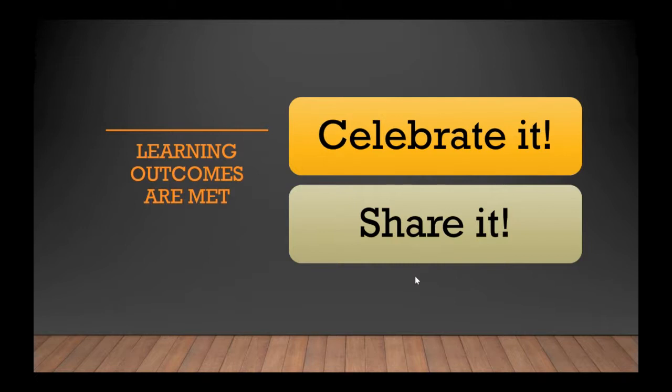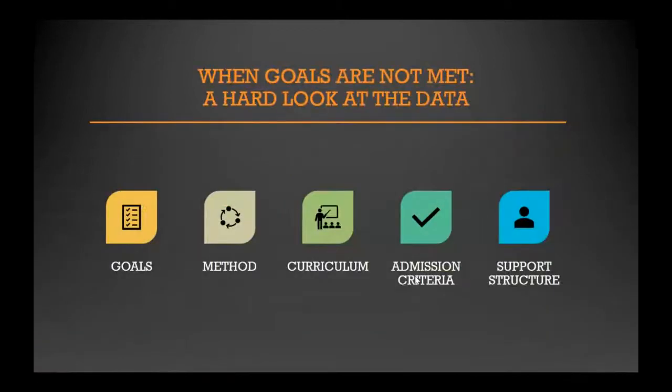So great if we've met and we're moving forward, but what about when they don't meet our goals, right? A hard look at the data requires us to look at more than just that superficial, students didn't pass, and go deeper, why didn't they pass? Why didn't they meet our goal? Sometimes our goals aren't realistic. I'm great at setting up unrealistic goals. 100% of my students are going to pass with a 90% or higher. Well, that's a little bit high. Maybe I need to be a little bit more realistic with my goals.